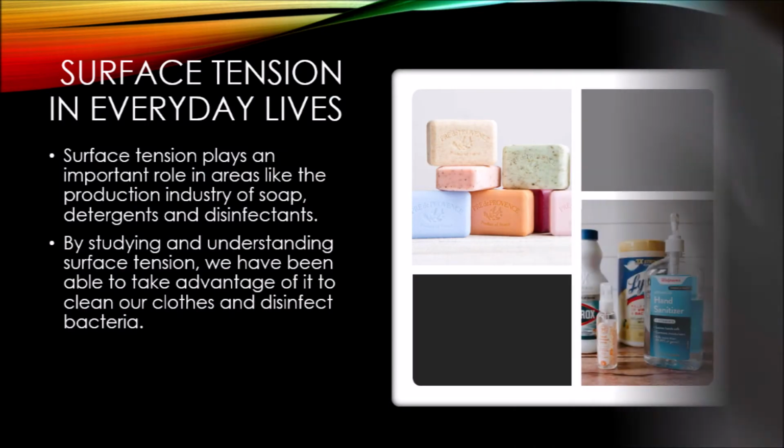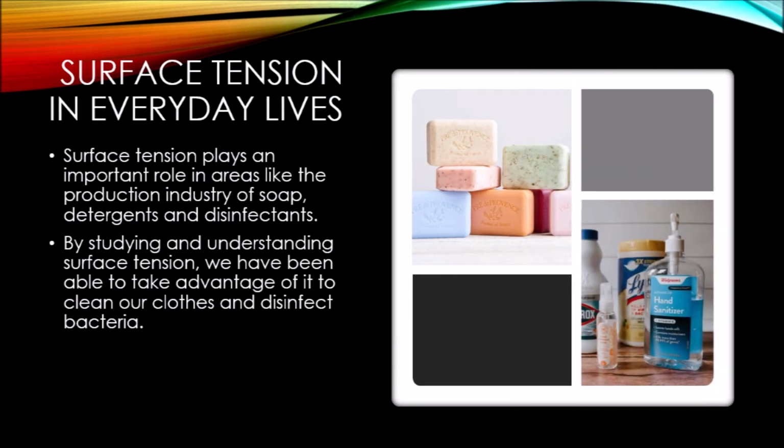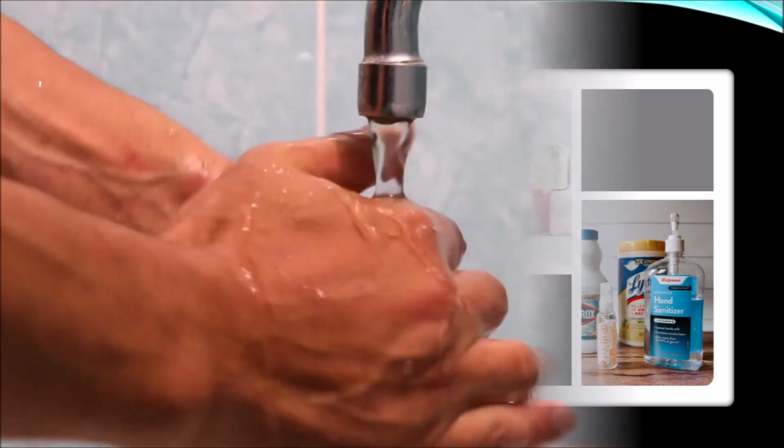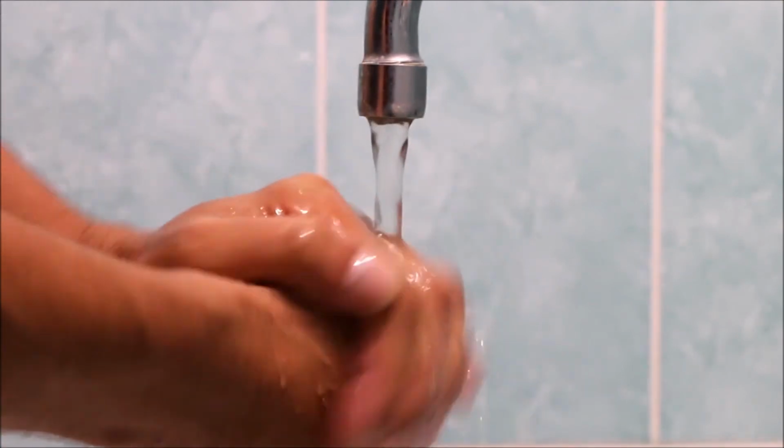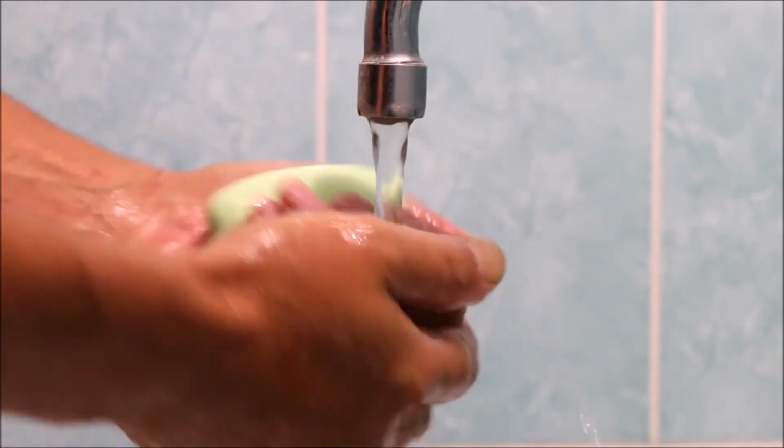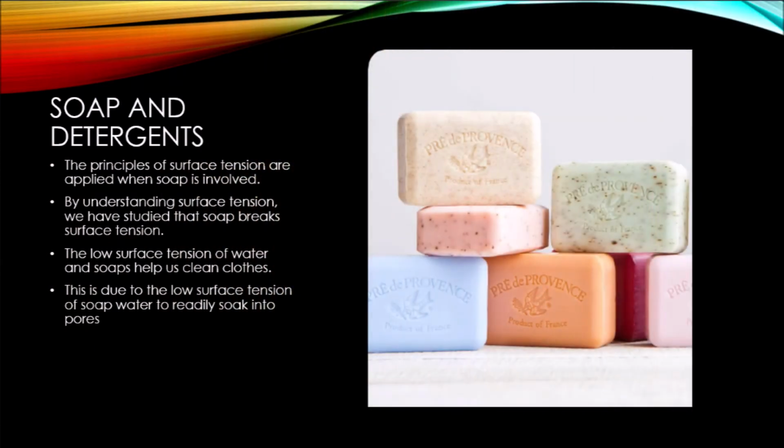Surface tension in water may be good at performing tricks such as being able to float a paperclip on its surface, but surface tension performs many more duties that are vitally important to the environment and people. For example, surface tension plays an important role in areas like the production industry of soap, detergents, and disinfectants. By studying and understanding surface tension, we have been able to take advantage of it to clean our clothes and disinfect bacteria. Surface tension plays a big role in soaps and detergents.